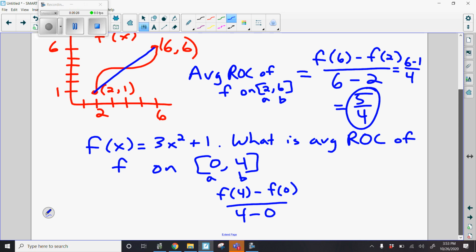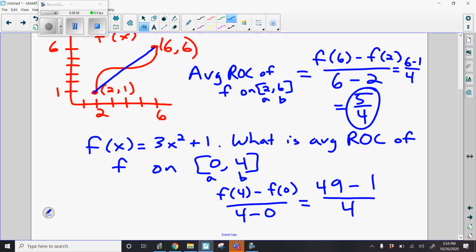But we're going to have to plug this in to figure out what f of 4 is and what f of 0 is, right? We were able to get those easily from the graph by just reading it. Okay? But here we're going to have to plug in. So f of 4 would be 4 squared, that's 16. 16 times 3 is 48. 48 plus 1 is 49. F of 0 is 1. Over 4 minus 0 we know is 4.